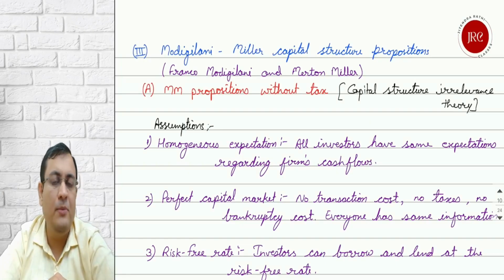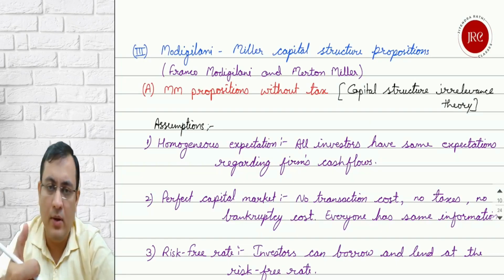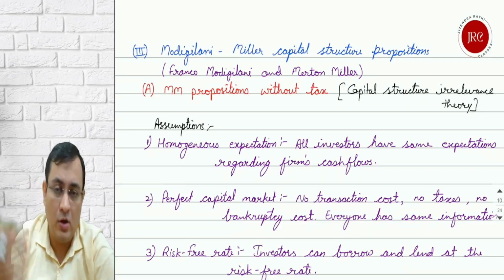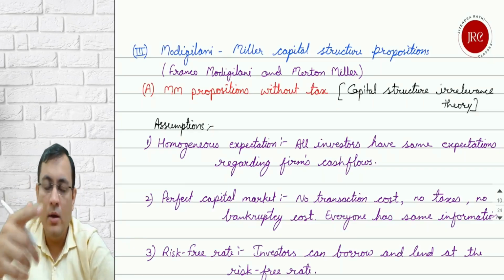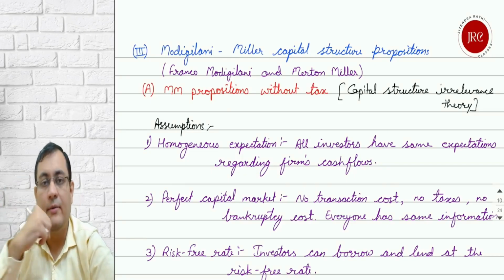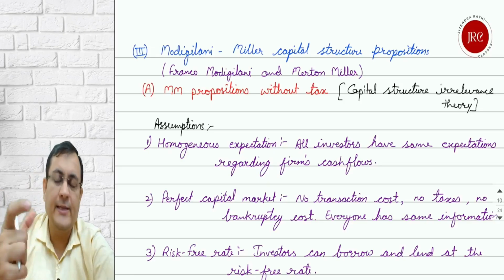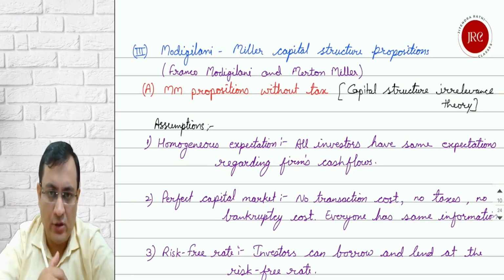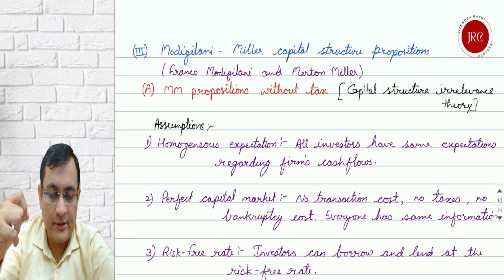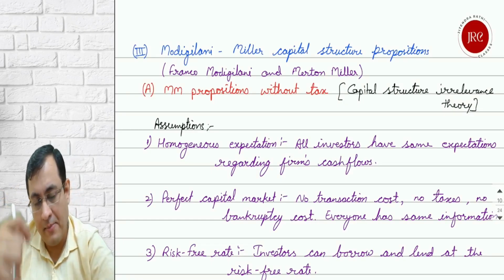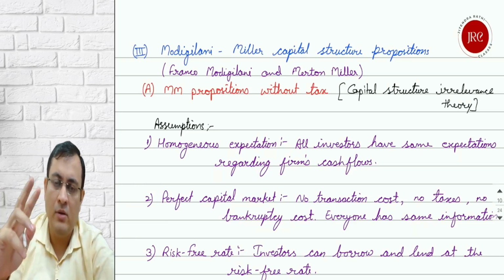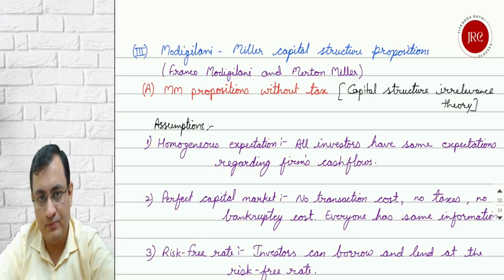What type of question may we get? Theoretical questions. Number 1, they may give a statement and ask you whether it is part of the assumption or not. Number 2, which proposition or which theory it belongs to. These are the types of theoretical MCQs we may get. So let's take this theory without tax and then with tax one by one, and then the numerical question from both the theories' point of view.